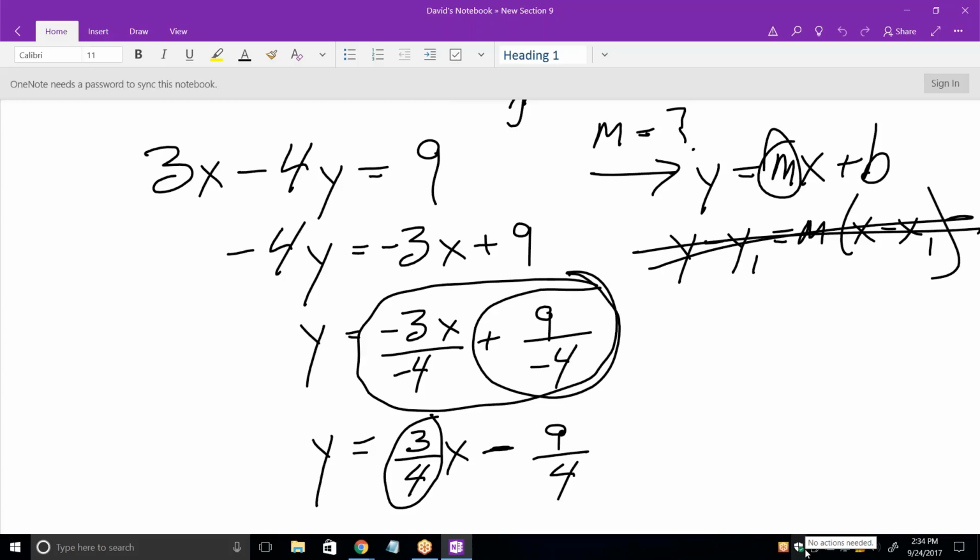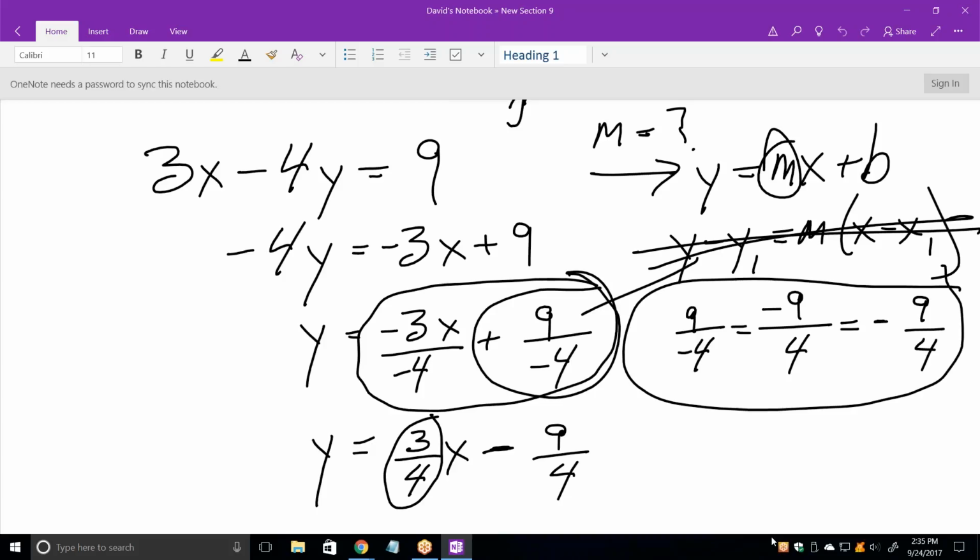But let's examine that a little bit. I want to explain that a little further. 9 over minus 4 is the same as minus 9 over positive 4, which is the same as minus 9/4. Make sure you understand that. It does not matter where your negative sign is. Usually when you're giving a final answer, you want the negative out front. If I'm going to graph this line, I'm going to start at minus 9/4.